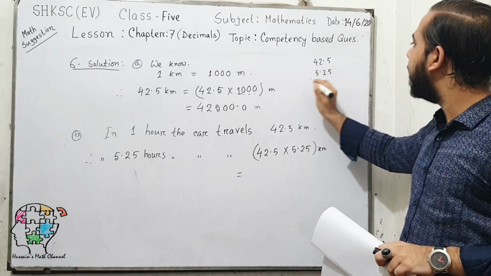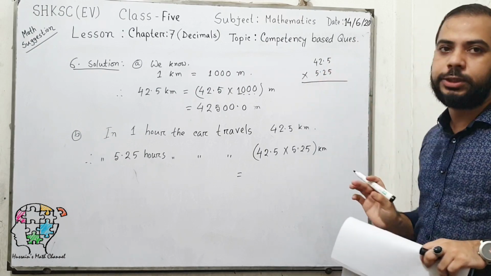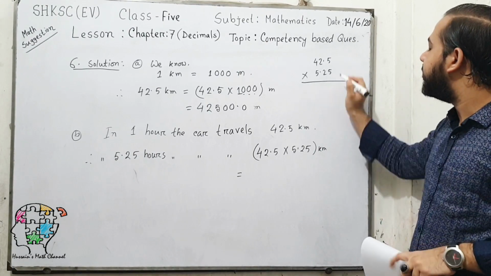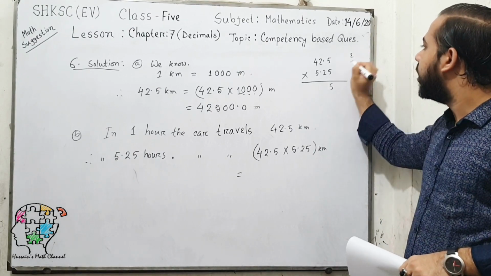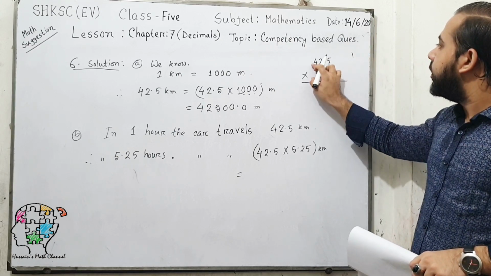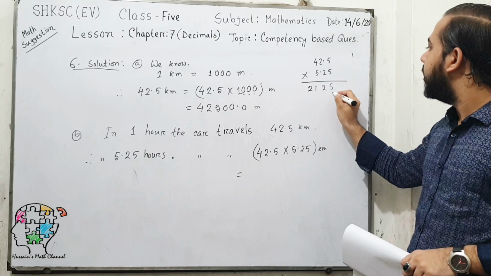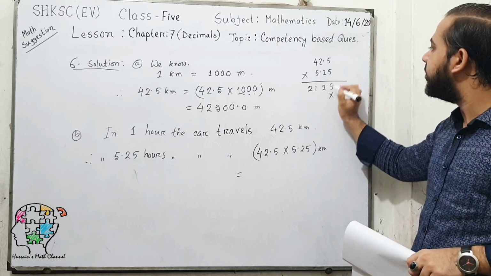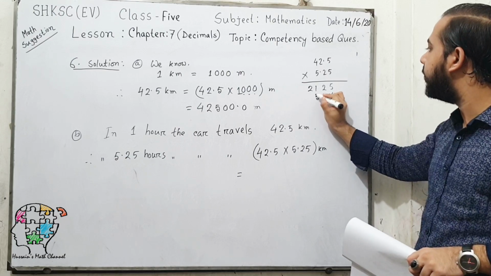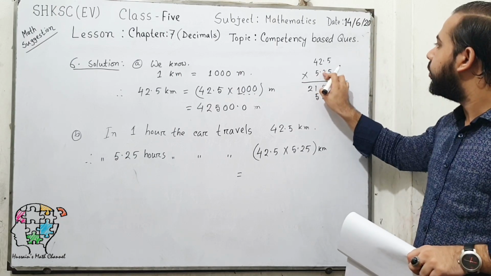To do multiplication, at first we need to avoid all the decimal points. At first avoid all the decimal and do multiplication as usual. So 5 times 5 is 25, in hand 2. 5 times 2 is 10 plus 2 12, in hand 1. 5 times 4 is 20 plus 1 21. Now put a cross here. 2 times 5 is 10, in hand 1. 2 times 2 is 4 plus 1 5, in hand nothing. 2 times 4 is 8.